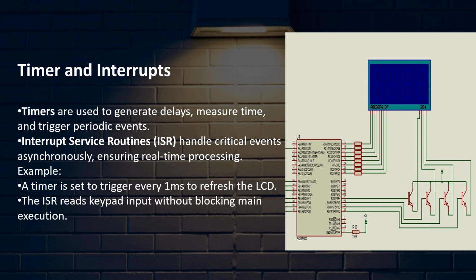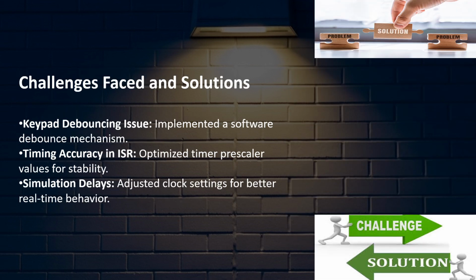And let's see about the timers and interrupts. Timers are used to generate delays, measure time, and trigger periodic events. Interrupt service routines, ISRs, handle critical events asynchronously, ensuring real-time processing. For example, a timer is set to trigger every 1 millisecond to refresh the LCD. That's one of the examples I can give you. The ISR reads keypad input without blocking main execution, and that is the other example for interrupts.